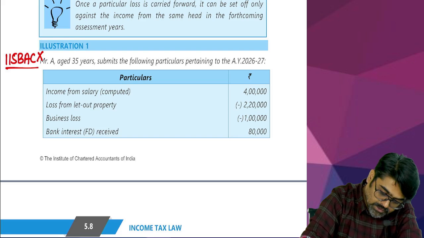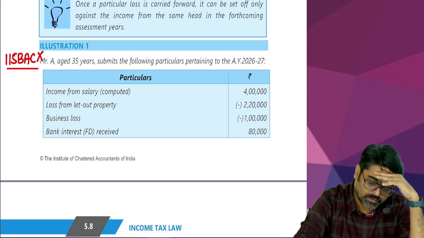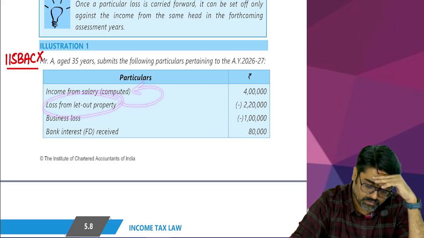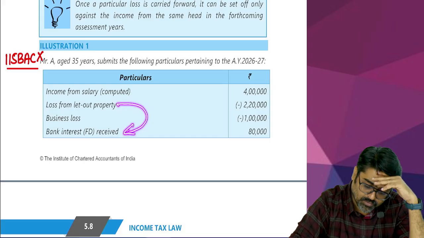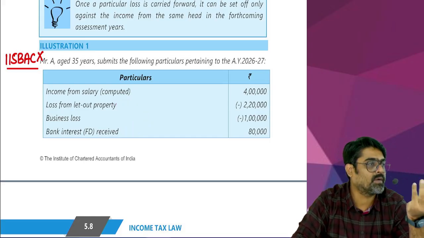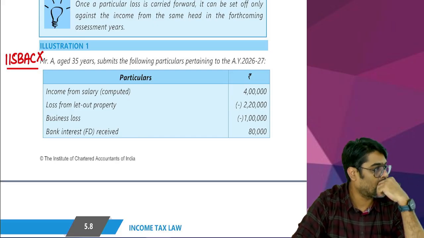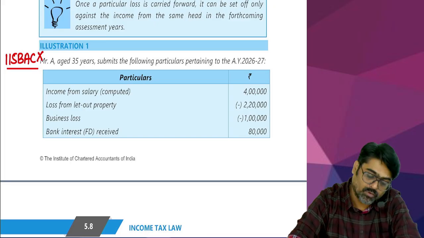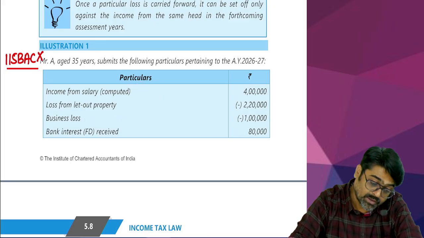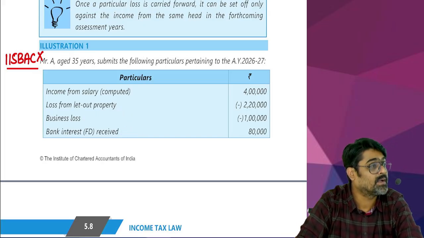Can you set off your house property loss against your salary income? Yes. Can you set off your house property loss against your IFOS income? Yes. House property loss can be set off against any head up to maximum 2 lakhs if you are not following 115BAC. But can you set off your business loss against salary? Can you set off your business loss against IFOS? Yes. Business loss can be set off against any head.